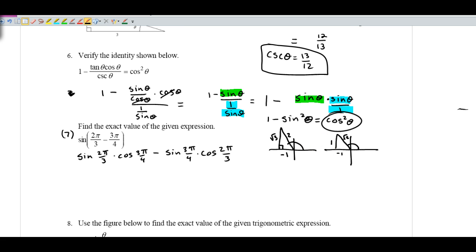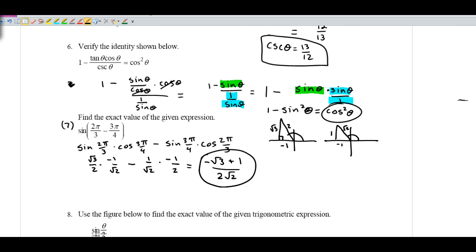The sine of 2 pi over 3 is the square root of 3 over 2 times the cosine of 3 pi over 4, which is negative 1 over root 2, minus sine of 3 pi over 4 is 1 over root 2 times the cosine of 2 pi over 3, which is negative 1 over 2. So I end up with negative root 3 plus 1 over 2 root 2. And you can rationalize that if you wish.